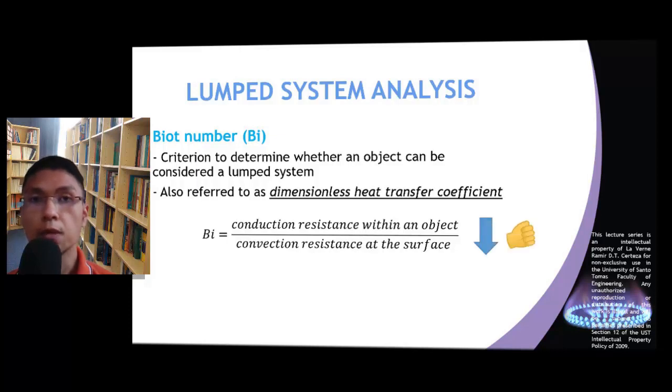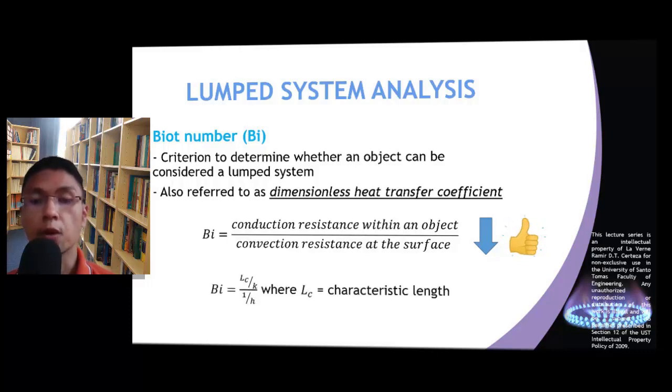What we want a lump system to have is for it to offer very little resistance to heat conduction. This will allow heat to diffuse easily through the object, which will then cause the temperature gradient within the object to be as low as possible.